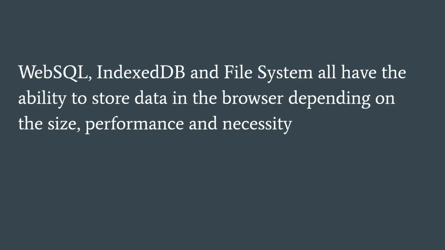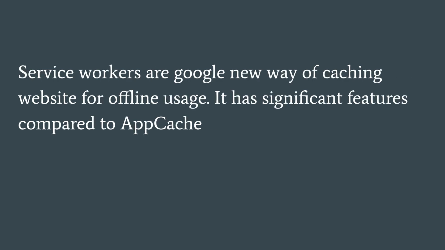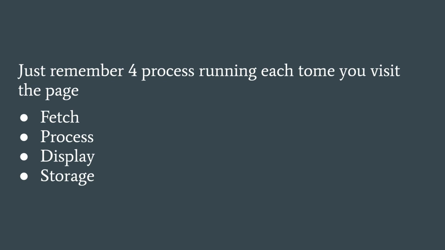And the other ones are WebSQL, IndexedDB and file system. These all have the ability to store data in the browser depending on the size, performance, and necessity. App cache was introduced in HTML5 and it stores website static content and serves UI content during network downtime. And the last one is service workers, Google's new way of caching websites for offline usage. It has significant features compared to the app cache. So these are all the different ways of storing the data.